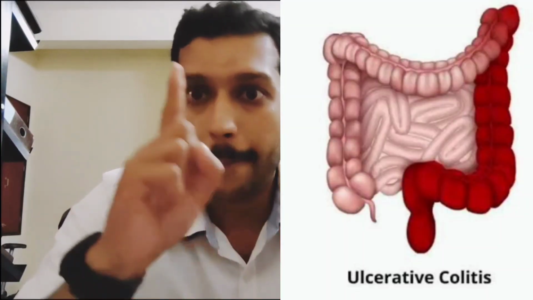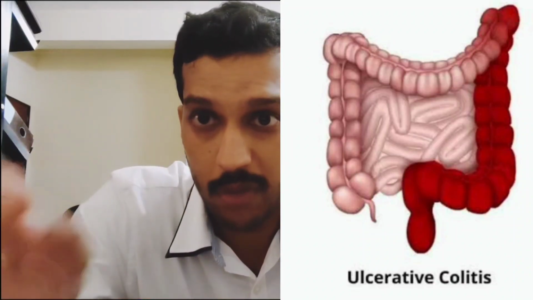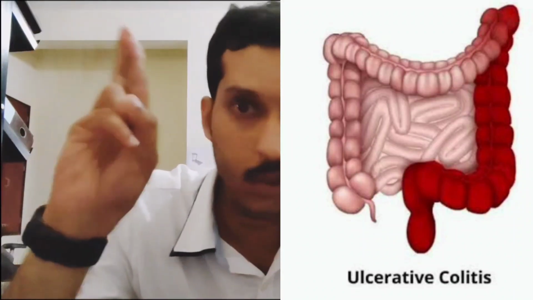So that's about Crohn's disease. Now coming to ulcerative colitis. As I told you, the most common site of ulcerative colitis is the rectum followed by the colon, because from the rectum it spreads retrograde to the colon.